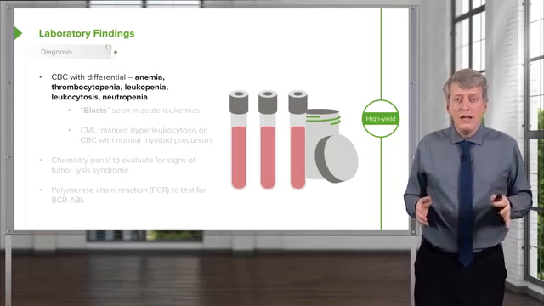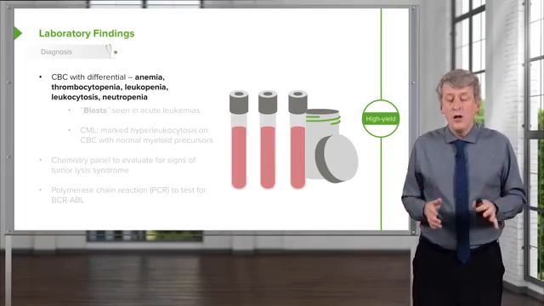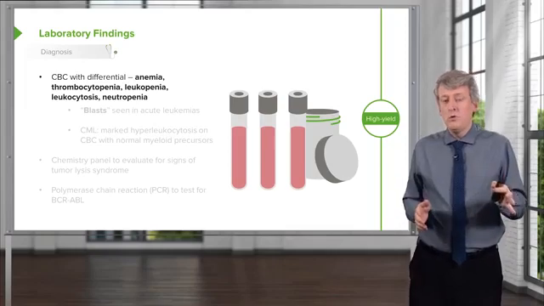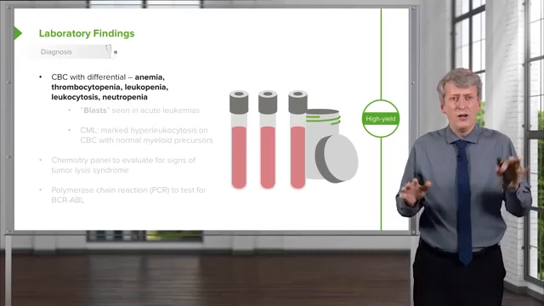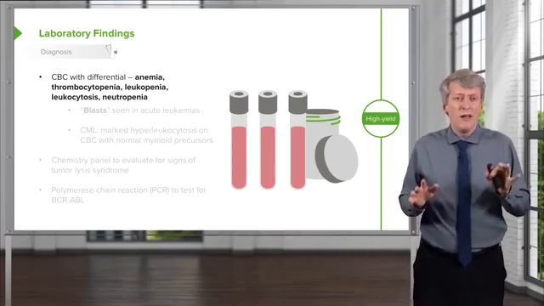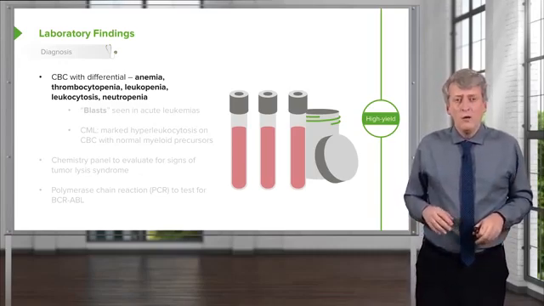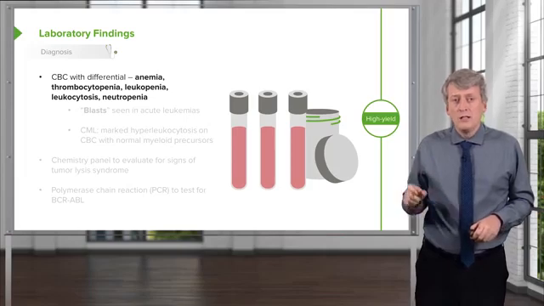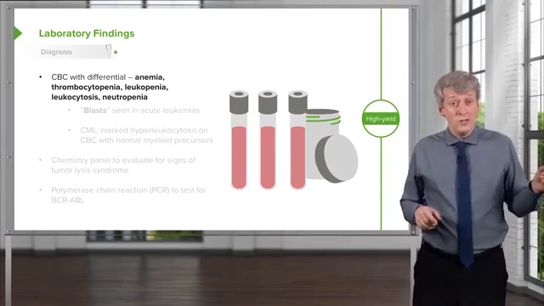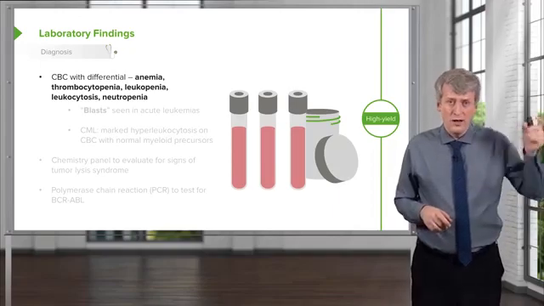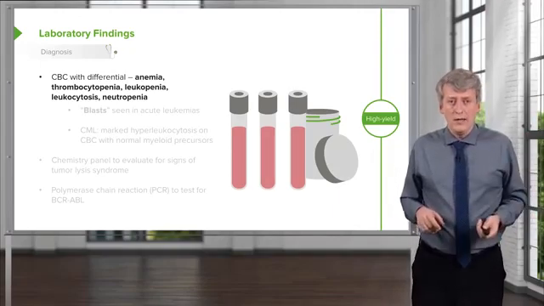For example, if a patient has thrombocytopenia only, this could be immune thrombocytopenic purpura, not cancer. We would treat that very differently. But typically they'll have more than one cell line down, which means they may have some anemia, some thrombocytopenia, some leukopenia, some leukocytosis at times with a very high white count, or neutropenia.